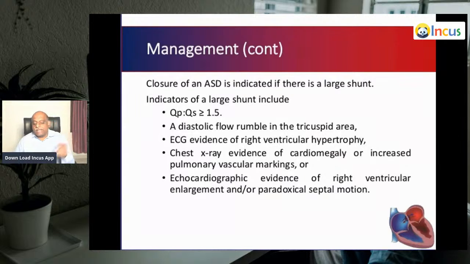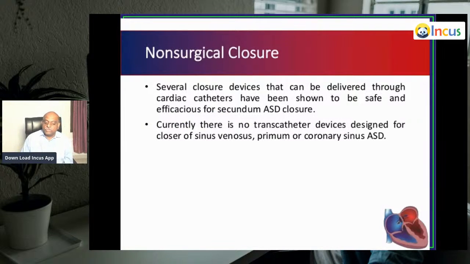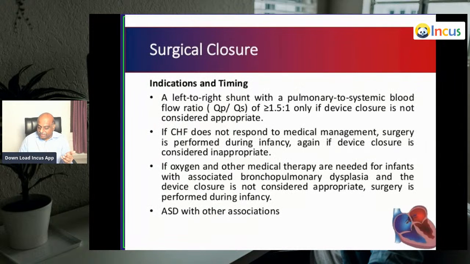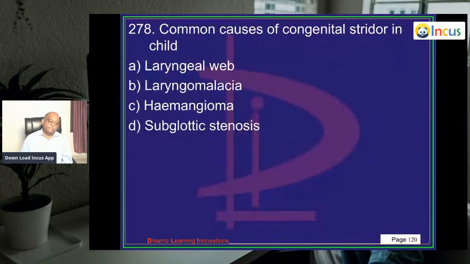So when will you close an ASD if it is large? How do you know it is a large shunt? There are some criteria. Chest X-ray wise, echo wise, ECG wise. Similarly, color Doppler, diastolic flow rumble in the tricuspid area. So they're all the indicators. You can use several closure devices that can be delivered by cardiac catheters. So when do you do non-surgical? When do you do surgical? You need to understand clearly. So that is the story of ASD doctor.